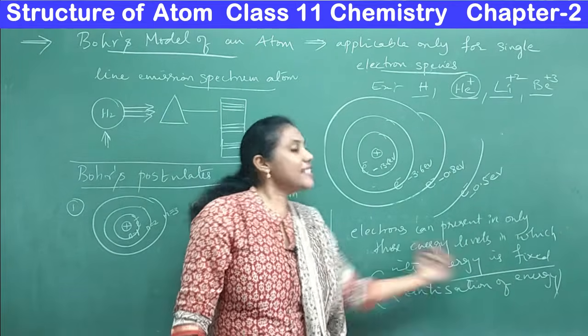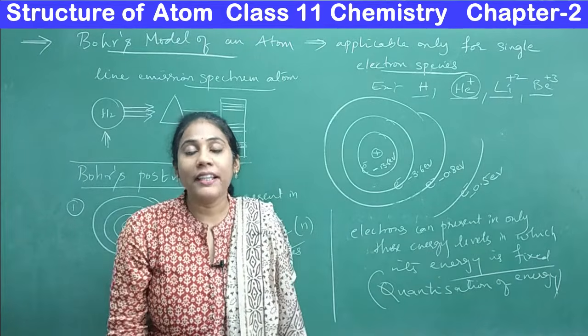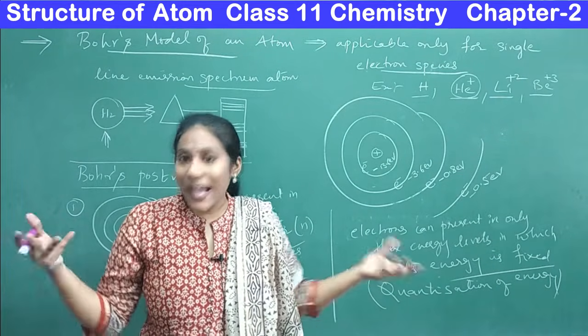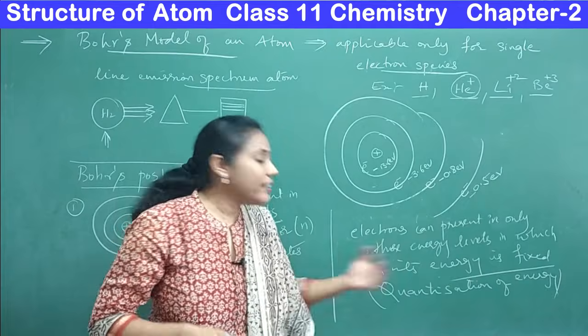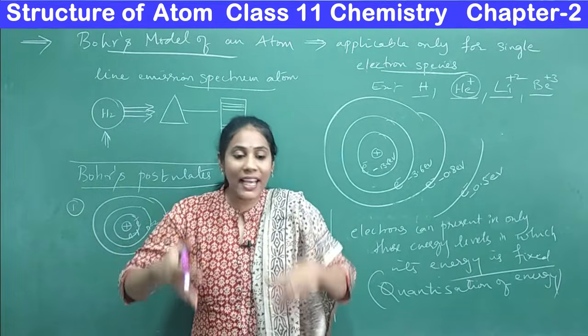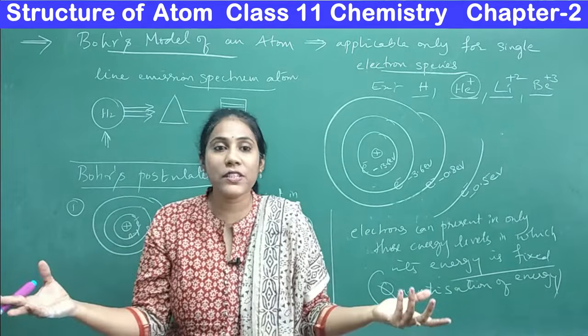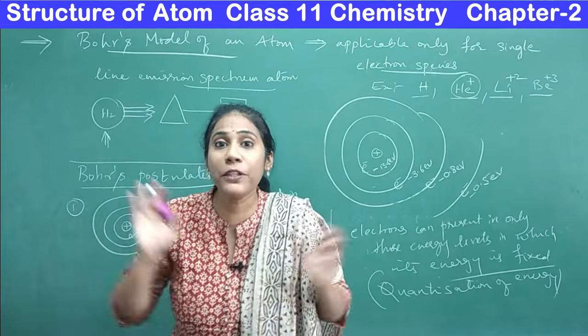Only some fixed values are allowed. Say, just like quantization of money. I told you during Planck's quantum theory about the word quantization. Right? See, we have money, we have a 100 rupees note, we have a 200 rupees note, we have a 500 rupees note, but we don't have a 150 rupees note.